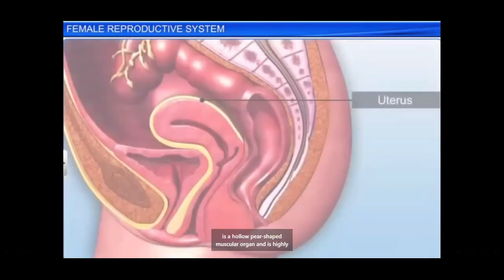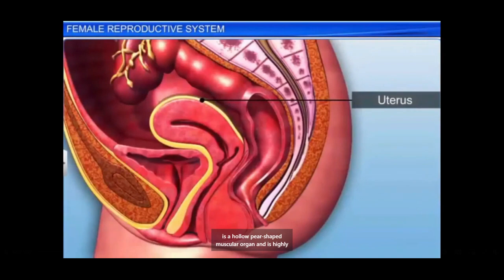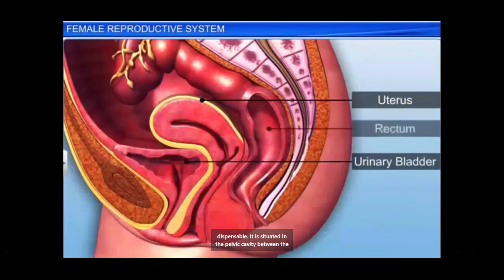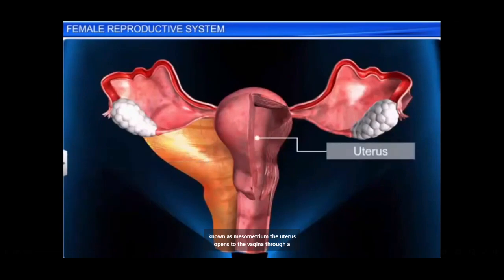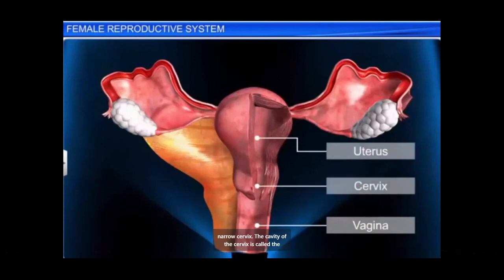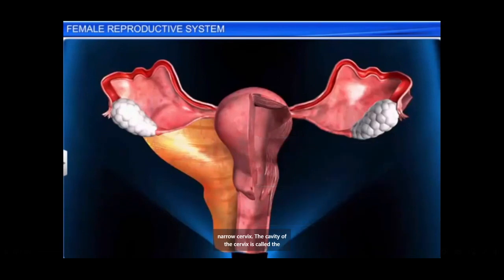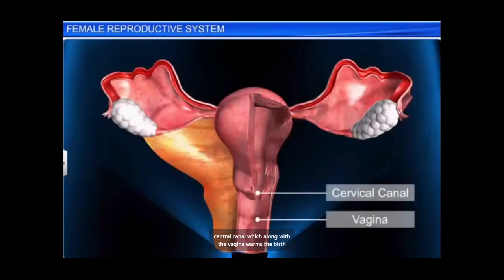The uterus is a hollow pear-shaped muscular organ and is highly distensible. It is situated in the pelvic cavity between the urinary bladder and the rectum. It is also known as the womb. It is supported by ligaments attached to the pelvic wall, known as mesometrium. The uterus opens to the vagina through a narrow cervix. The cavity of the cervix is called the cervical canal, which, along with the vagina, forms the birth canal.